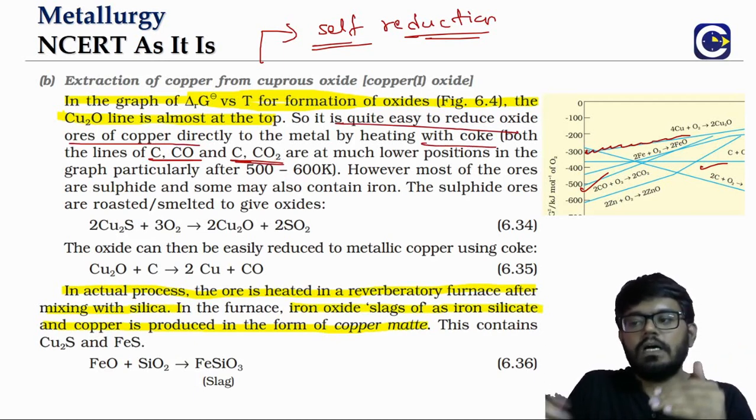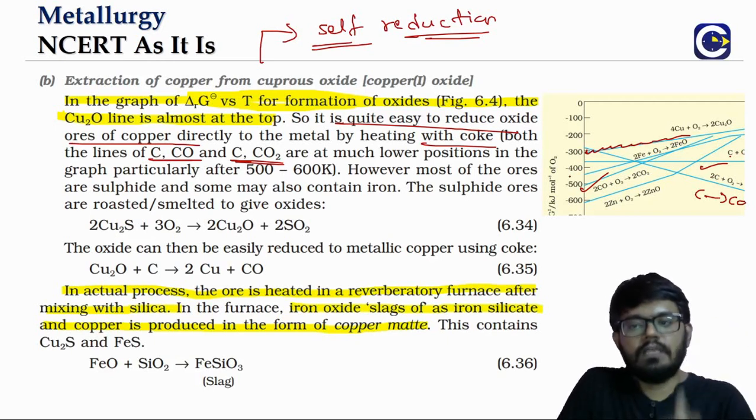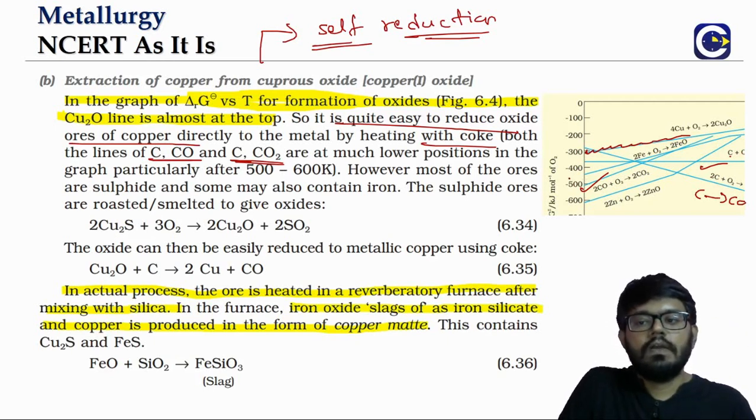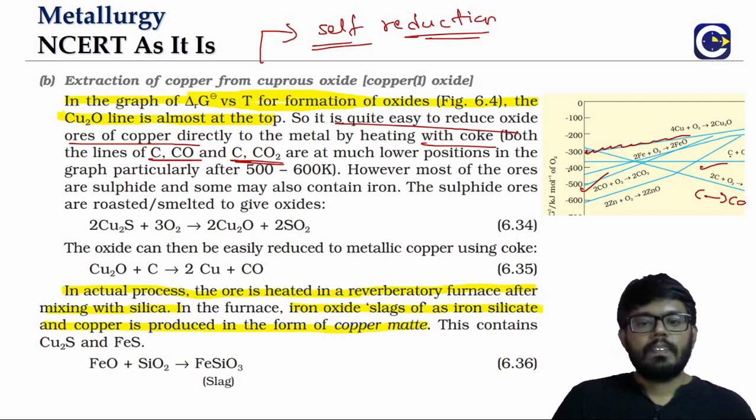Why? Because both of these, this is coke to carbon monoxide, and this is coke to carbon dioxide. Both the curves are very well below the copper curve. So we can reduce copper oxide by using either of the reducing agents. But the actual process for copper extraction will be slightly different, because we are not going to have copper oxide. The usual ores of copper that we find are the sulfide ores, and we will see how the actual process occurs.